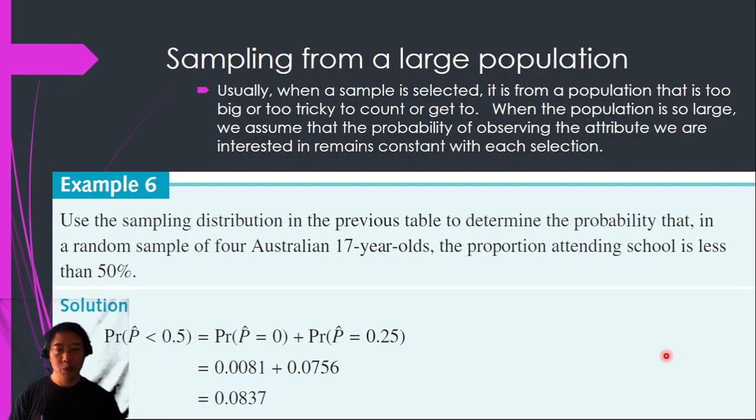So for that example, it relates to that same situation. We're looking at the probability that the proportion attending school is less than 50%. So less than 0.5, that implies from your sampling distribution, it's 0 and 0.25. You extract the respective probability and you calculate it.